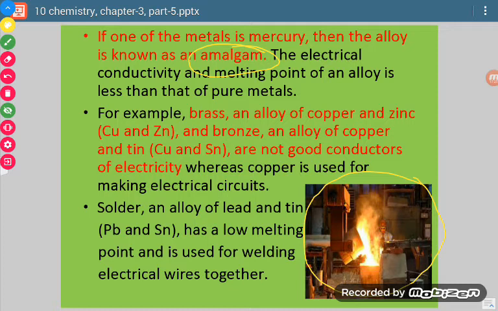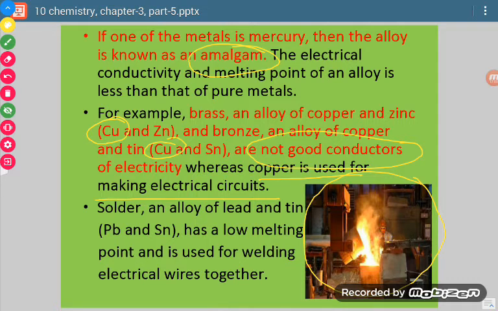They are not good conductors. So what does it mean? If we take only copper, then it is a very good conductor and it is used for making electrical circuits. But if we are mixing it with some other substance, then it is not retaining its property. So it means when alloys are formed, their properties change.